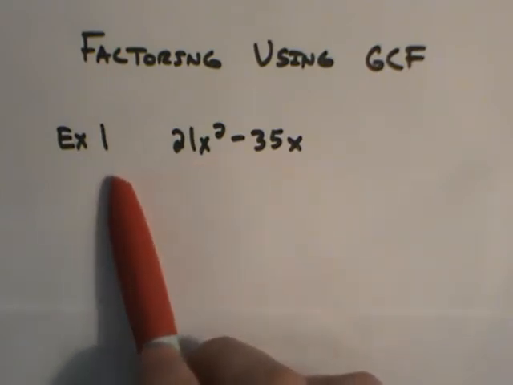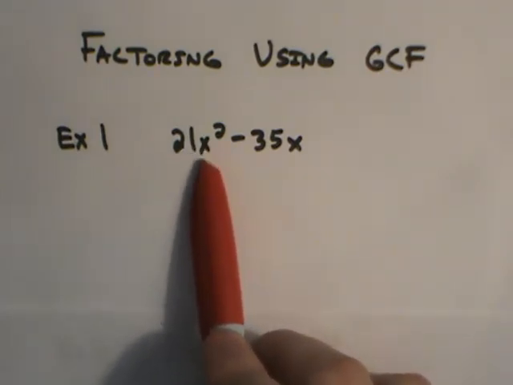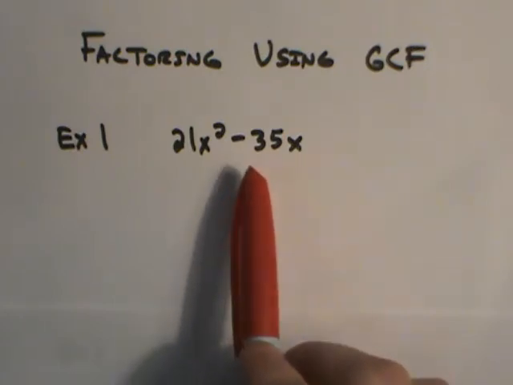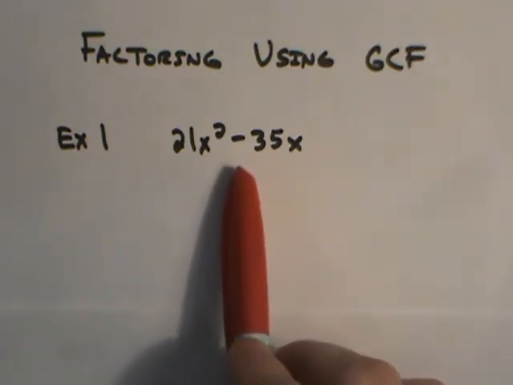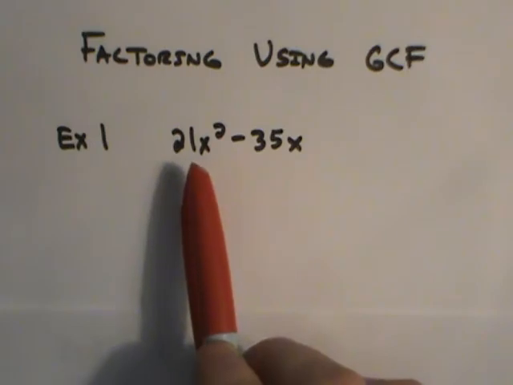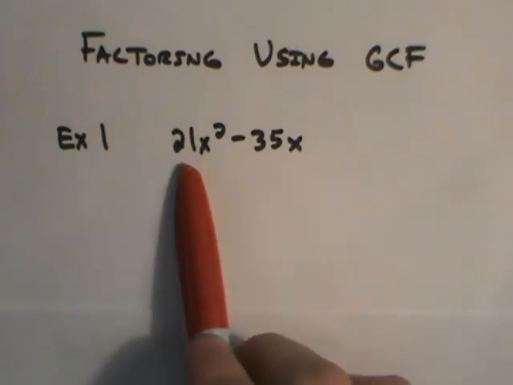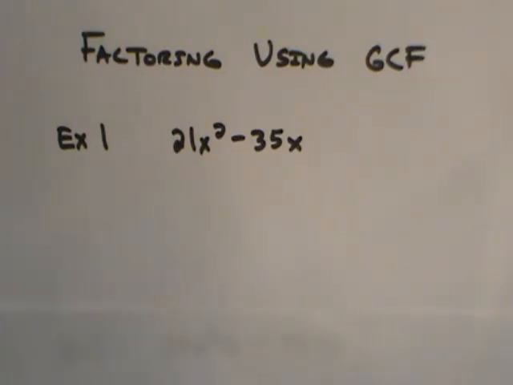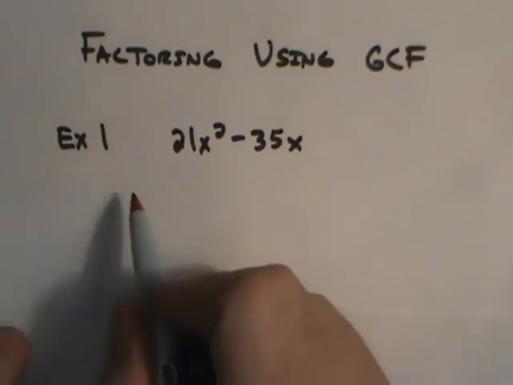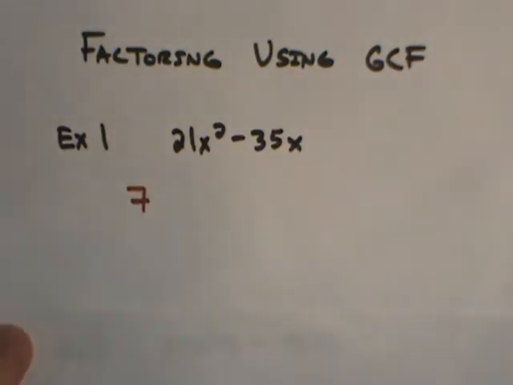And so when I look at this first example, it says 21x squared minus 35x. The question that I have to ask myself is, what's the largest value that could divide both of these nicely? And when you look at 21 and negative 35, hopefully most of these numbers just pop into your head. For me, when I look at that, immediately it's just screaming at me. 7 would divide 21 and 35. So what I'll do is I'll pull out a 7.